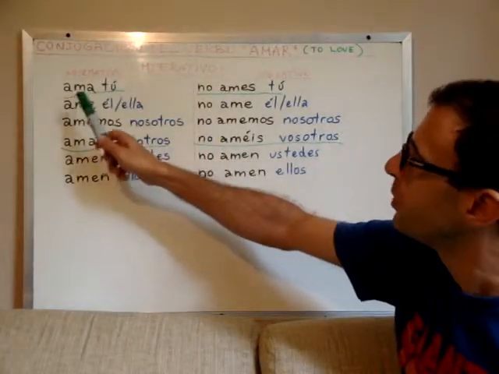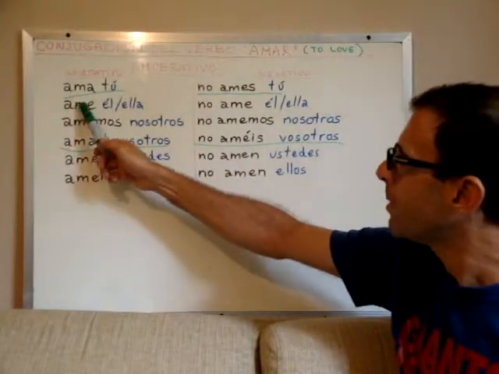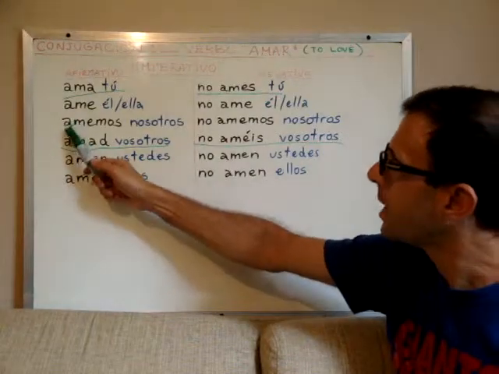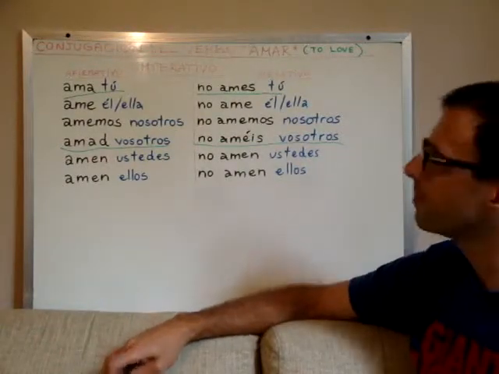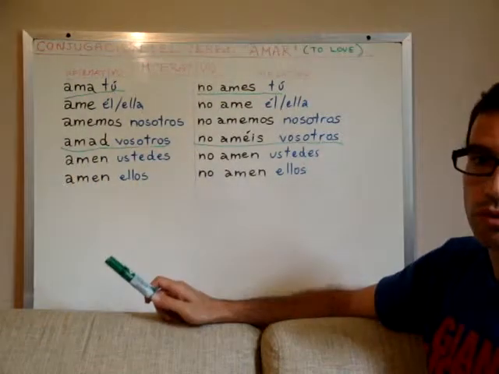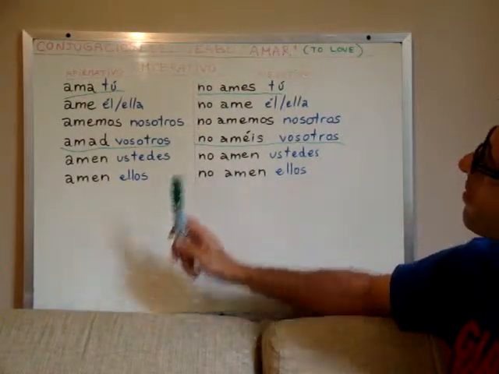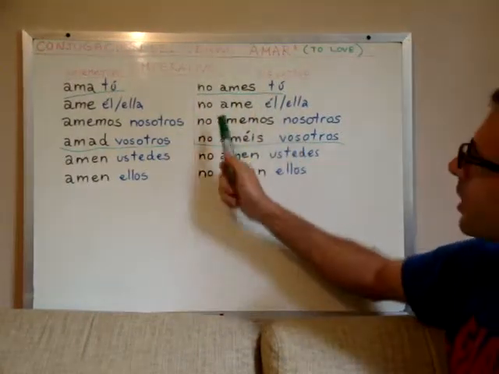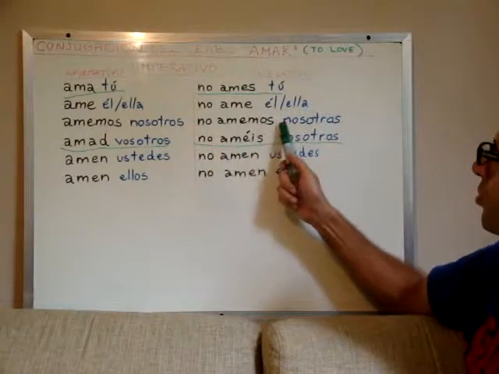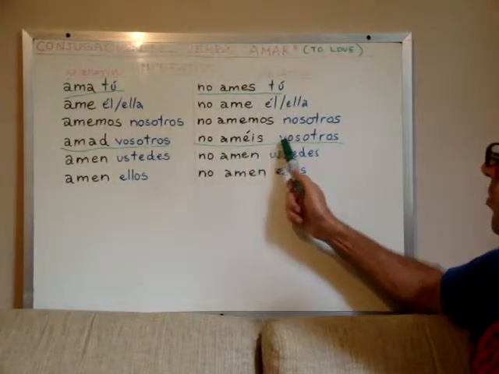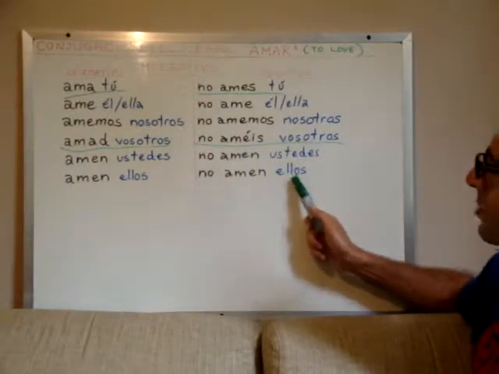So for affirmative we say ama tú, you love, right? Imperative, it's a command. Ama tú, ame él or ame ella. Amemos nosotros, we love, or let us love, right? A command. Amad vosotros, amen ustedes, amen ellos. And for the negative would be no ames tú, no ame él, or no ame ella, no amemos nosotros, no améis vosotros, no amen ustedes, and no amen ellos, right?